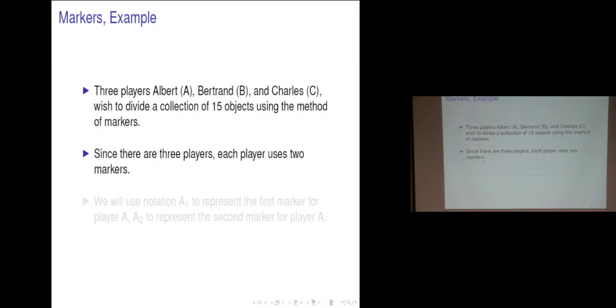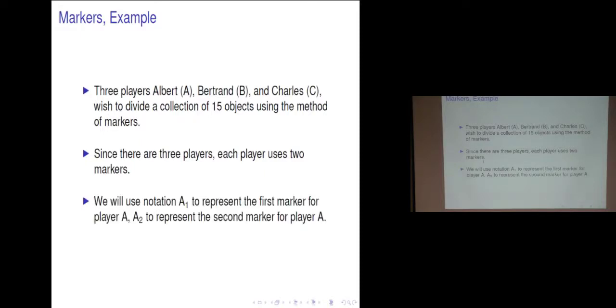So since there are three players, each player uses two markers, right? To cut a line into three pieces, you only need two cuts. It's like we have seen this, to put a certain amount of balls into six boxes, you only need five dividers to create six boxes. So this is similar. You only need two markers to create three segments. So we'll use the notation A sub 1 to represent the first marker for A, A sub 2 to represent the second marker for A.